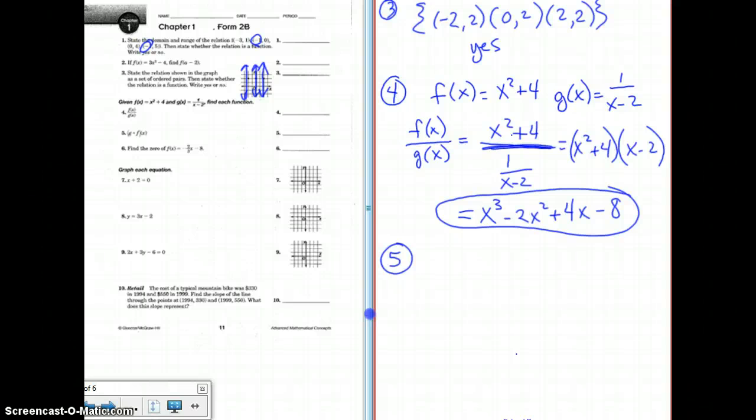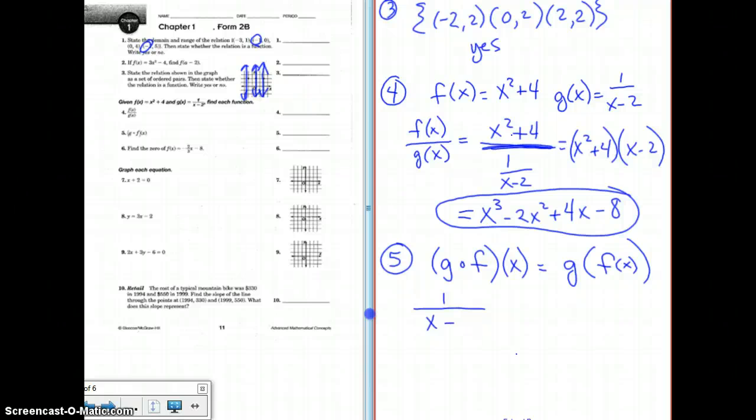Number 5 is taking those same functions, and this time putting a function in a function. We have g of f of x, and that's the same as saying take the g function and put the f function into it. So you want to start with the g function. The g function says 1 over x minus 2. Where I see the x is where I'm going to put my f function, which is x squared plus 4.